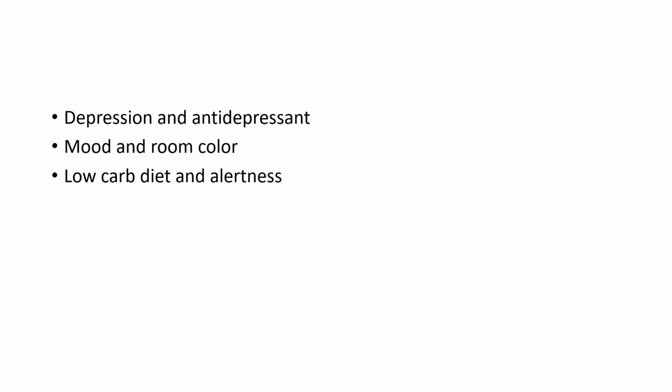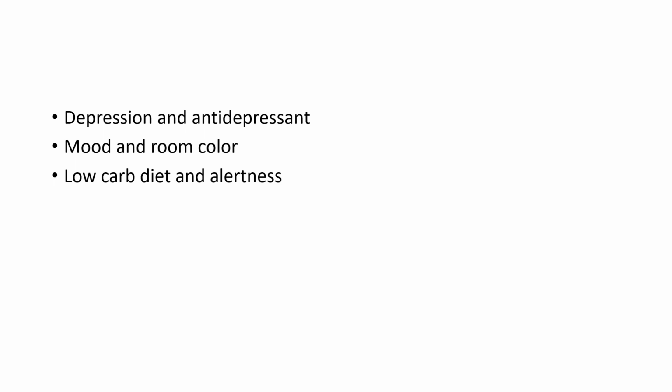Mood and room color. Which one of these is our independent variable? What do you as the researcher have direct control over? You have control over room color. And so room color is our independent variable, and then mood is our dependent variable. It shows the potential effects of the independent variable.